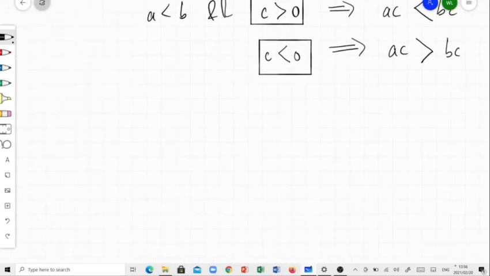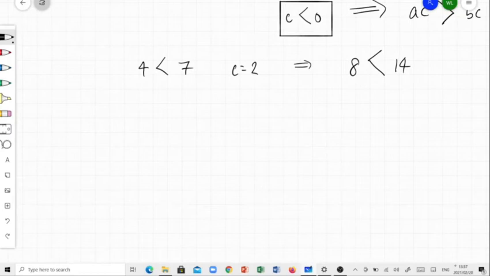Now, once again, let's try and breathe life into these lifeless letters by filling them up with concrete numbers. So for example, 4 is dominated by 7, okay? And let's say I want to scale everything up by 2. So I'm going to double everything by a positive number 2. I then double 4 to be 8 and 7 to be 14, and notice that the order is preserved, okay?